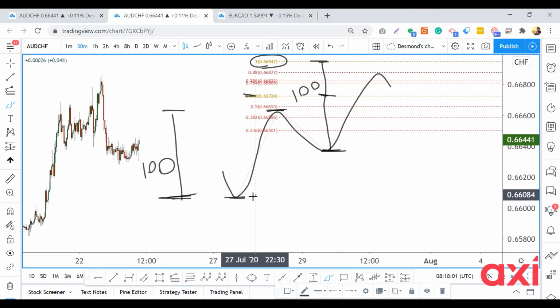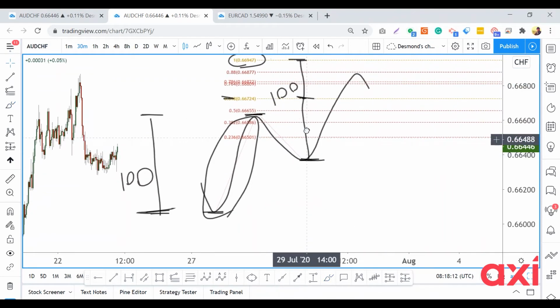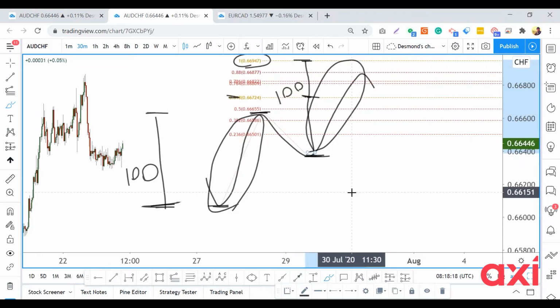Extension, basically you take one distance and you project it into the future. So it becomes this distance. Yeah, it becomes this distance. You project it into the future. That's how a Fibonacci extension works, right?